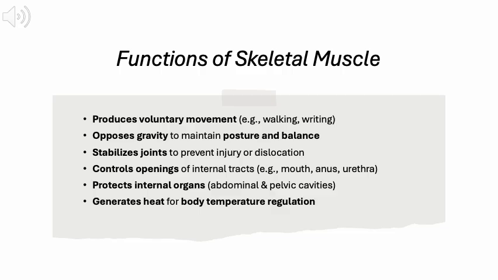Skeletal muscle does far more than move bones. It allows us to perform voluntary movements like walking, lifting, and riding, but it also stabilizes posture by constantly opposing gravity. Skeletal muscles protect delicate internal organs, especially in the abdomen and pelvis, by acting as a muscular shield. They stabilize joints, helping prevent dislocations and injuries, and they control openings of the body, everything from swallowing to controlling urination.